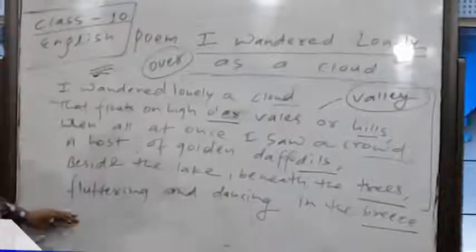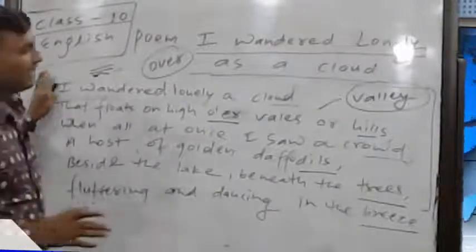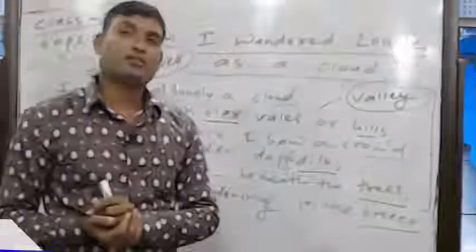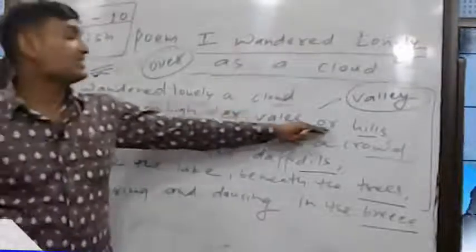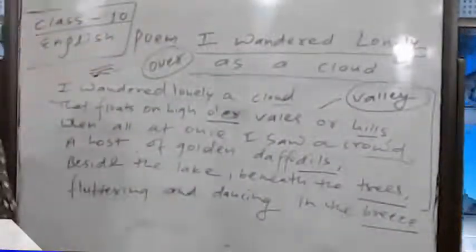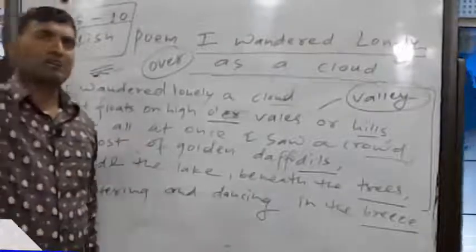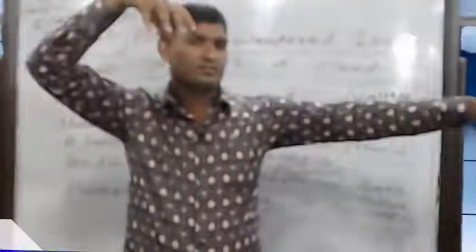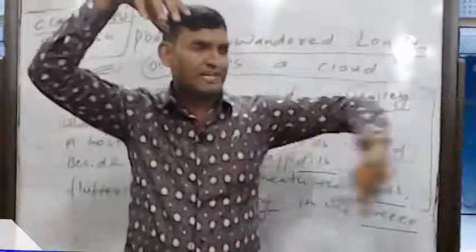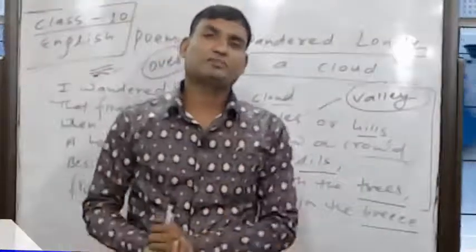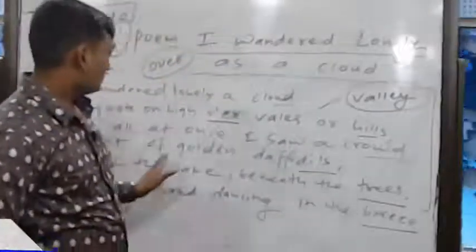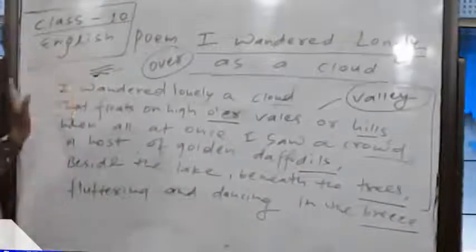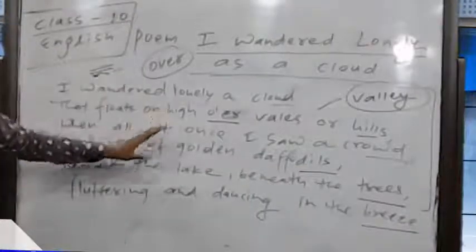So that is about the first stanza. Here the poet said, I wandered lonely as a cloud. I am here one of the nature, a cloud, and the cloud floats over the vales and hills, over the valleys and over the hills. And I saw one scene. The scene was, there is a lake, and beside the lake, so many, a host of golden daffodils.